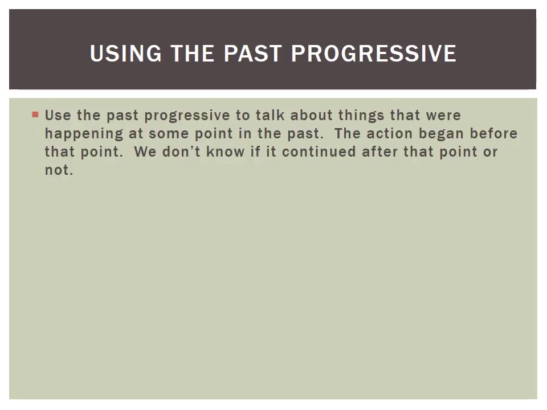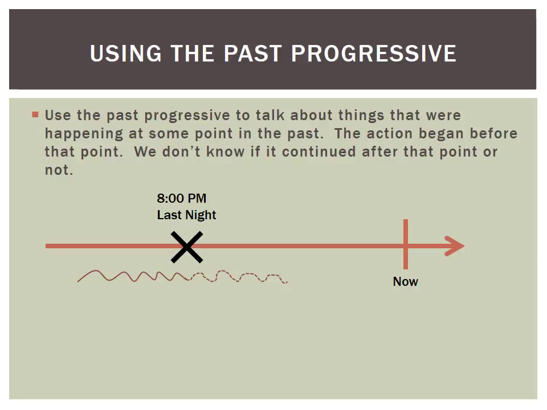Using the past progressive. We use the past progressive to talk about things that were happening at some point in the past. The action began before that point, and we don't know if it continued after the point or not. Here's a diagram.